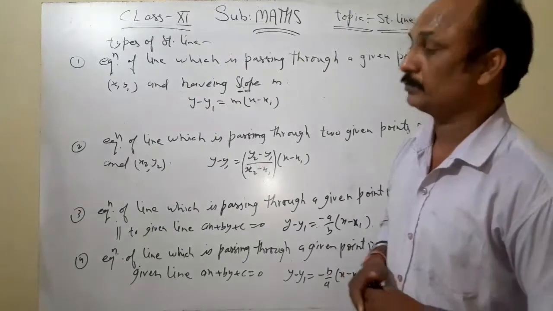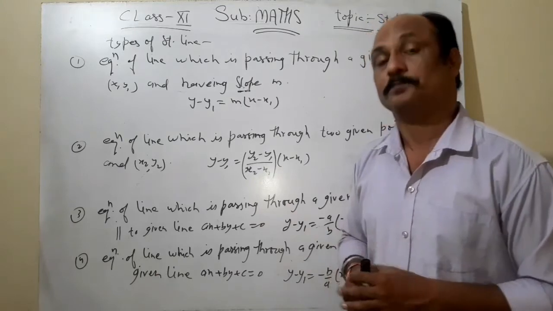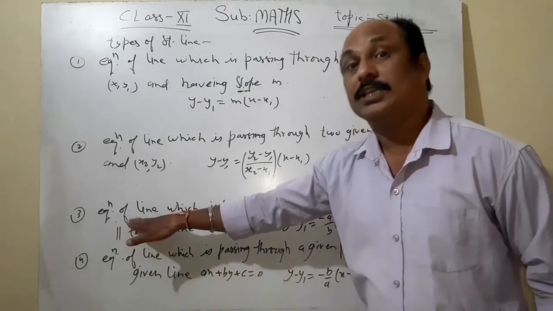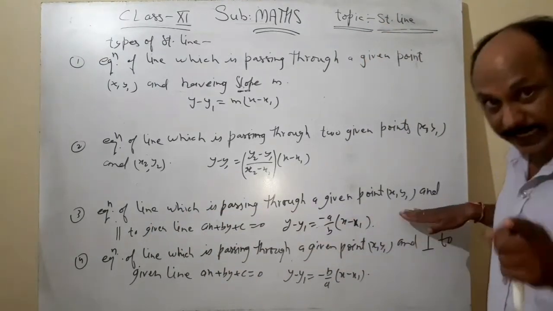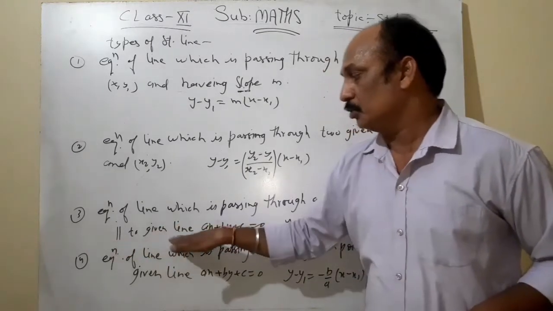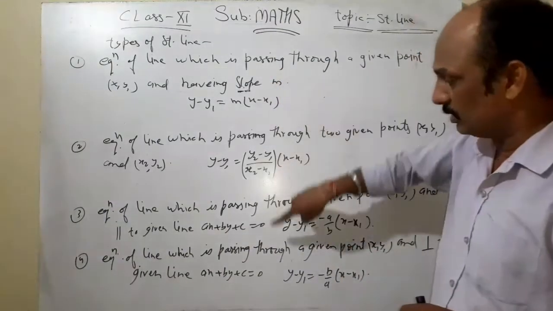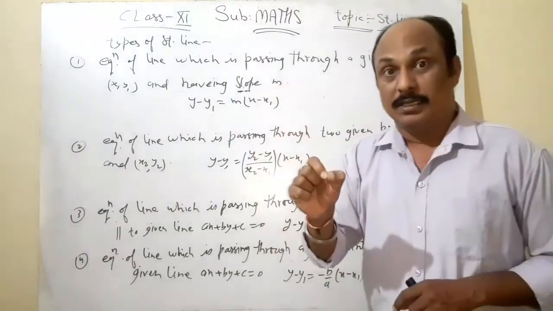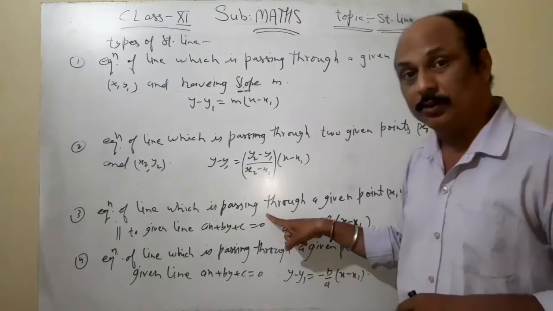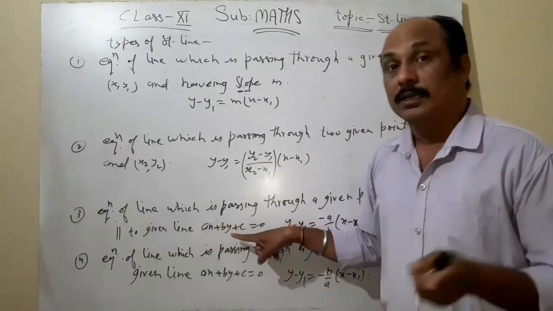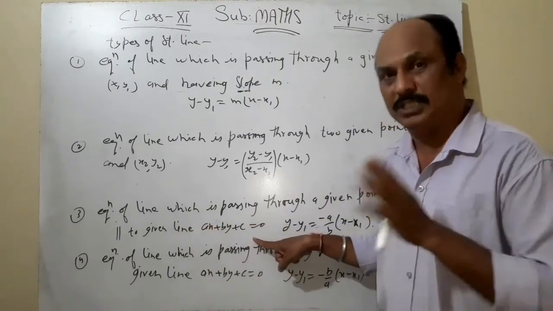Okay? Now beta, in questions the condition can also change, like find the equation of straight line which is passing through a given point and parallel to given line ax plus by plus c is equal to 0. Now listen, in these conditions there is given point x1 y1. Now here slope m is given, but here the condition has changed. Required line is parallel to given line ax plus by plus c is equal to 0.